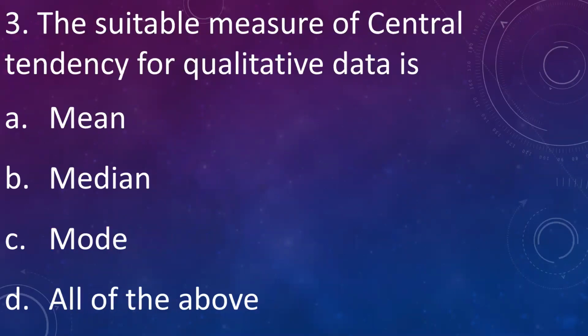Then the suitable measure of central tendency for qualitative data is: A. Mean, B. Median, C. Mode, D. All of the above. Answer is median. Median is more suitable for qualitative data, whereas in quantitative data, mean is more suitable.